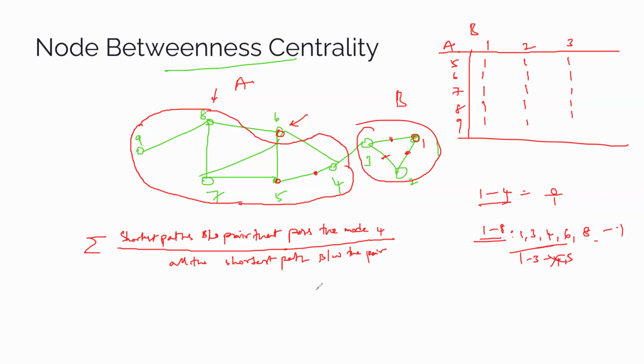What if I take 7? Let's say 1 to 7 is there. So if I say 1 to 7, then I'll take 1, 3, 4, then we have 5 and 7. This is one path. 1, 3, 4, 6 and 7. So there are two shortest paths, and out of this, one path is passing through the node of interest, 1 by 2. This way we compute all the betweenness centrality measures for each pair, and then aggregate that. We add all of them.